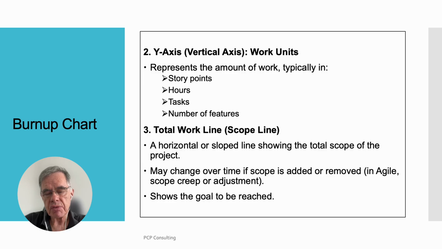Total work line or scope line, a horizontal or sloped line showing the total scope of the project. May change over time if scope is added or removed. In Agile, scope creep or adjustment. Shows the goal to be reached.